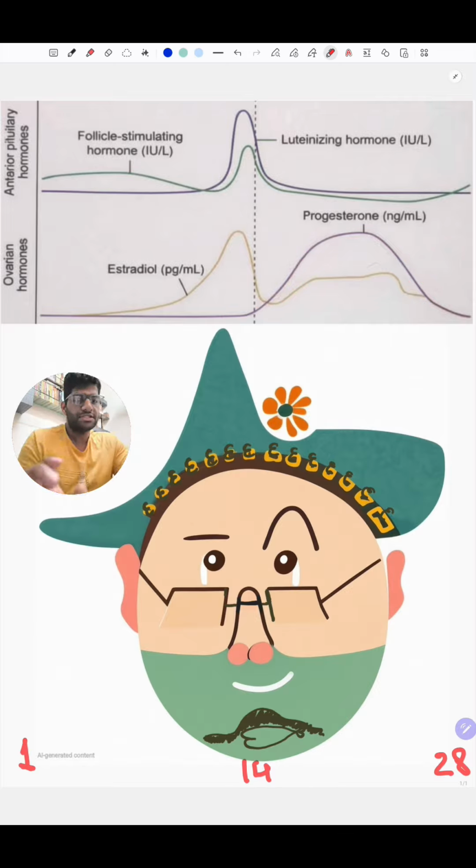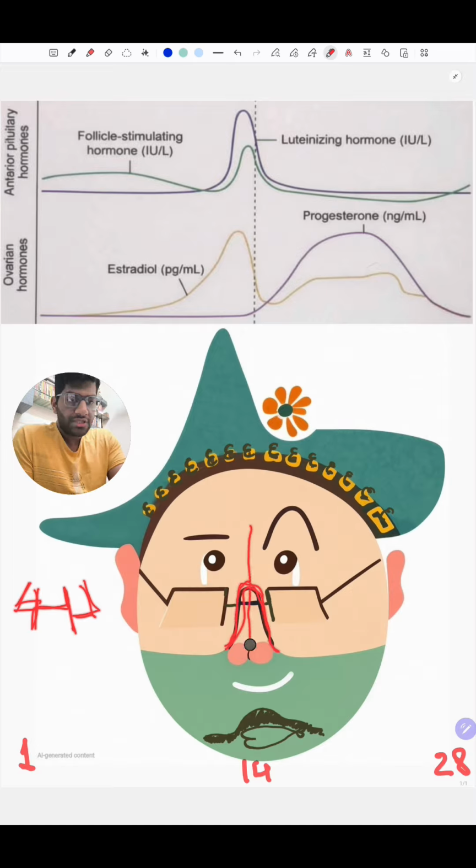Now let's come to the other hormones, LH and FSH. Look at LH. Look at the spectacles on his nose. This represents H. I'll draw it here on the side. This is L, and the H in the middle represents LH. This is L, and this is H. The nose is coming exactly in the center, so it represents that the LH hormone peaks. This is the peak because it is coming in the center.